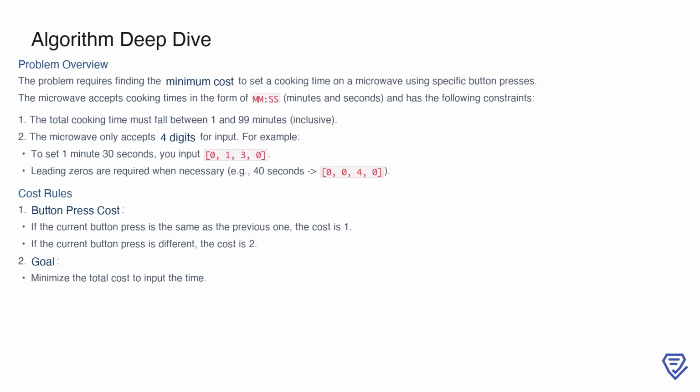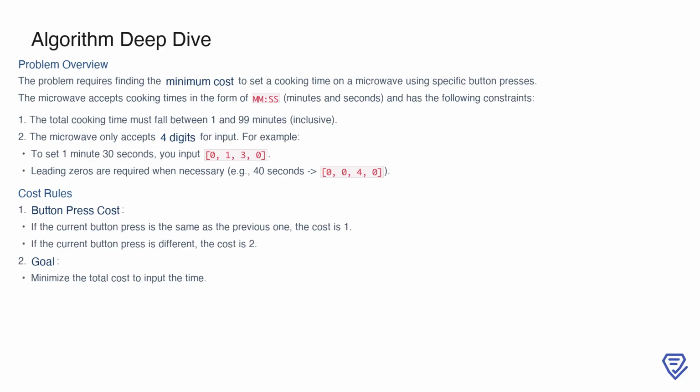In this problem, we need to determine the minimum cost required to set a cooking time on a microwave. The time is entered in the format MMSS, representing minutes and seconds, and there are specific rules and constraints we must follow. First, the total cooking time must fall between 1 and 99 minutes, inclusive. Additionally, the microwave accepts exactly 4 digits for input, which means leading zeros are necessary when required. For example, to set 1 minute and 30 seconds, you would input 0, 1, 3, 0, and for 40 seconds, 0, 0, 4, 0 is required.